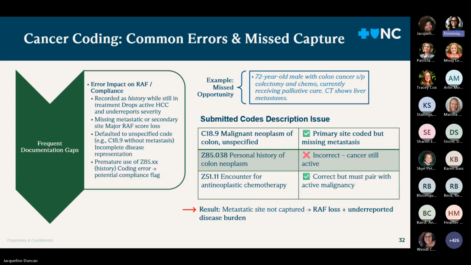When this happens, the active HCC drops off entirely, which not only lowers the risk score, but also creates a conflicting medical narrative that follows the patient from visit to visit. These documentation conflicts raise compliance concerns and can prompt auditors to question the integrity of the medical record. Another significant and often overlooked issue is incomplete capture of the metastatic or secondary disease sites.